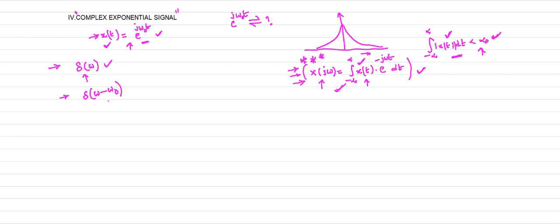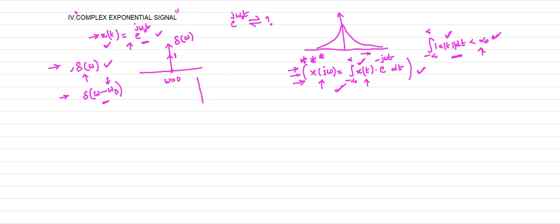So this is the shifted version of the unit impulse signal by omega naught to the right hand side. If delta of omega is like this, so this is your delta of omega. It is defined only at omega equal to 0 and its value is 1. Now what about this signal? This signal is a shifted version of delta of omega towards the right hand side.